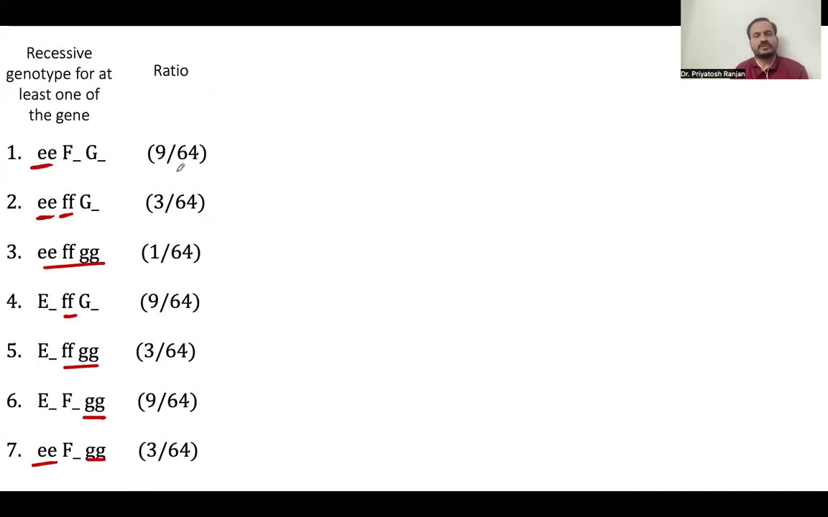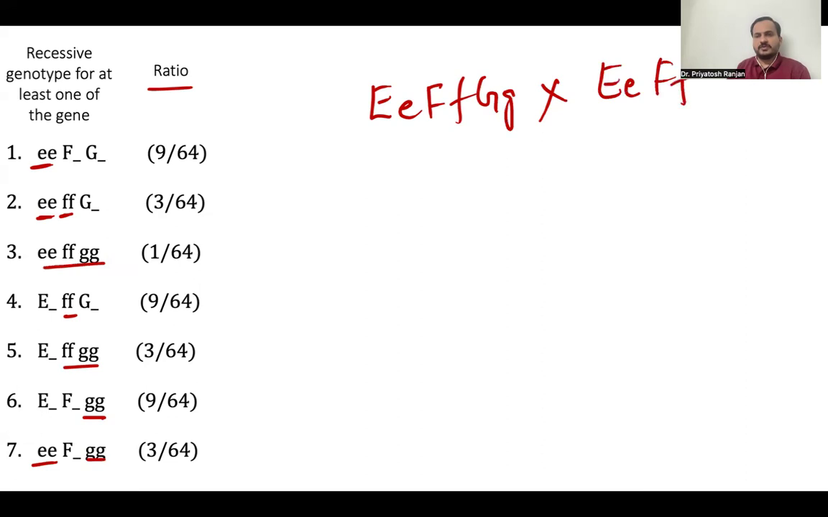Needless to say, what you need to consider for calculating these ratios is, you can simplify your calculation by considering one character at a time. So what I'm trying to tell you is capital E, small e, capital F, small f, capital G, small g. This is what has been given in the question, and what I'm asking you to do.